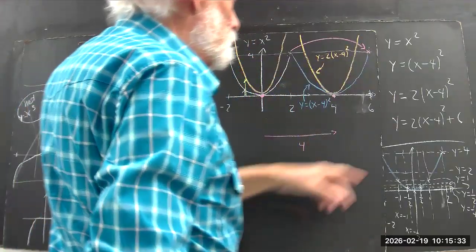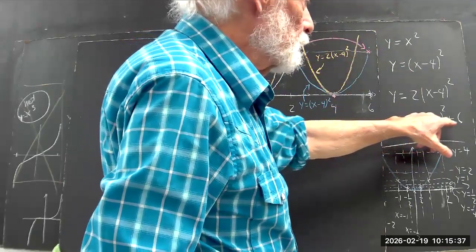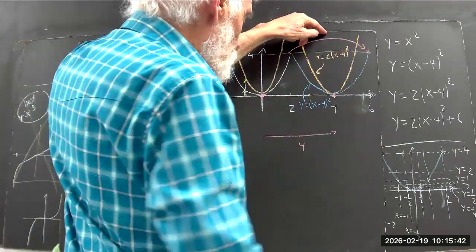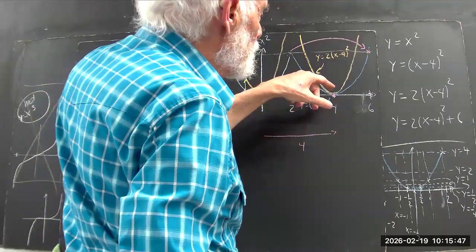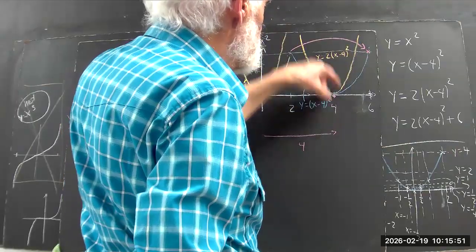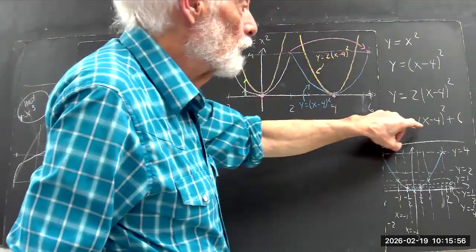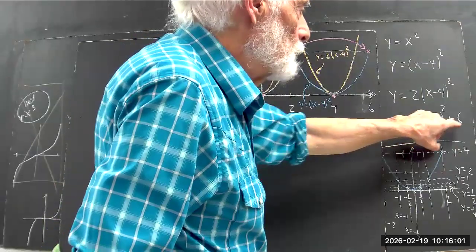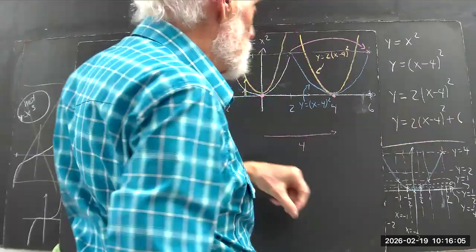Okay, now I'm too high on the board to draw y equals 2 times x minus 4 squared plus 6. If the y equals 6 line is up here, then I'd have to raise the point (4, 0) up to the point (4, 6). If x equals 4 and the function is y equals 2 times the quantity x minus 4 squared plus 6, I plug in x equals 4, I get 6.